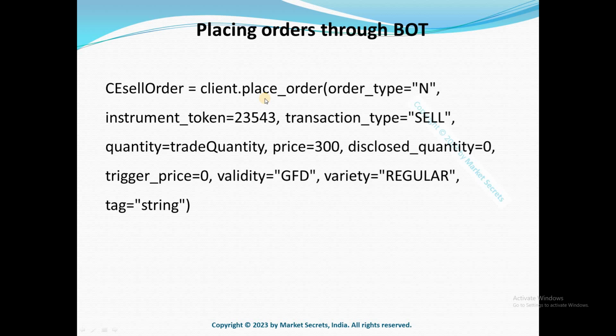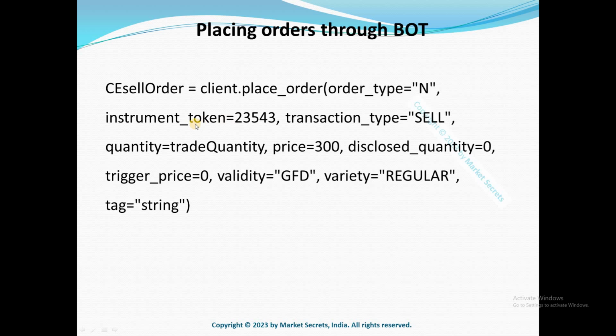So here we have used client.placeOrder to call our API to place the order. And now comes the order type, and we have used N as the input here to indicate it's a normal order. There are other types of orders like MIS order for intraday orders and cover orders, but we generally use normal order, so we use the value as N here.